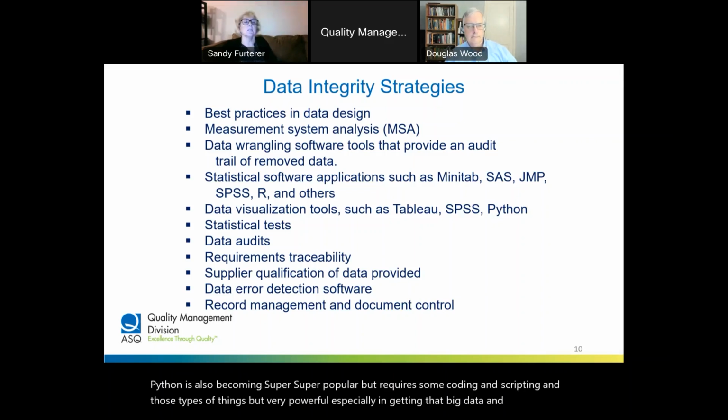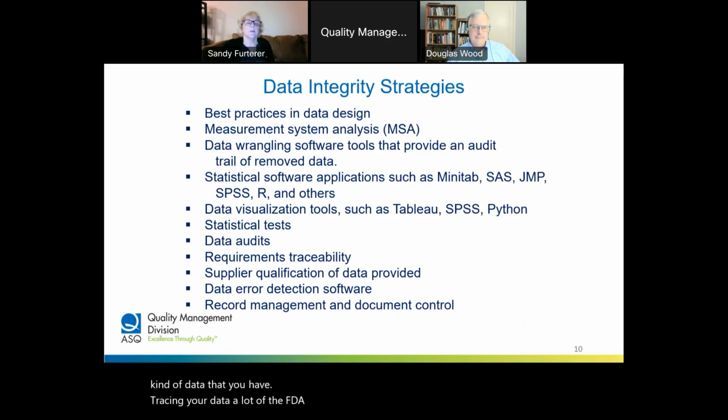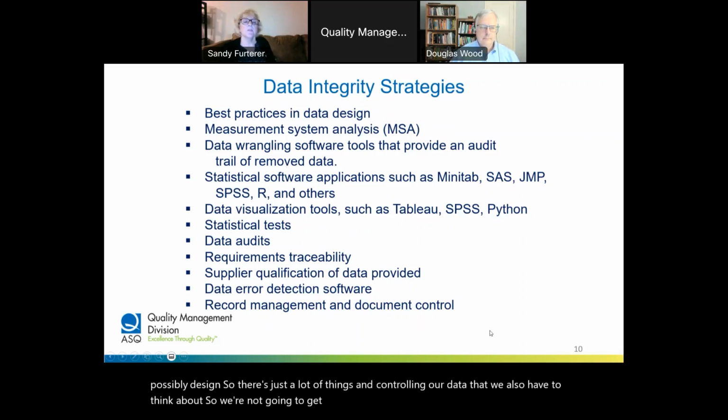And then looking at statistical tests and making sure that you're performing the right statistical tests on the kind of data that you have. Tracing your data. A lot of the FDA-oriented medical device companies have to make sure that they can trace the data all the way back to production, and possibly design. So there's just a lot of things in controlling our data that we also have to think about. So we're not going to get to cover all of this, but this just gives you an appreciation of all of the elements that go into our data, that we as quality professionals are going to need to learn more and more about.